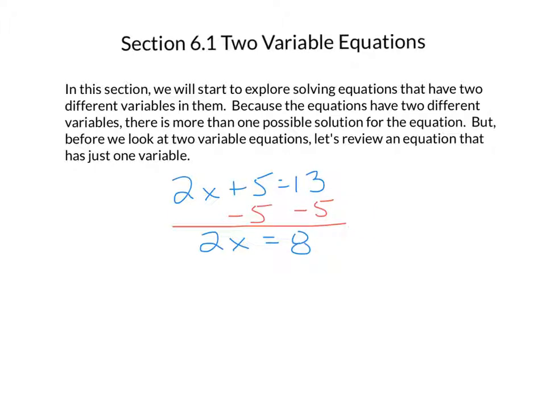After that, we would divide both sides by 2, and that way on the left-hand side, the 2 divided by 2 would cancel out, leaving me just with x is equal to 4. In this equation, there is only one variable, and there is one possible answer for this equation.